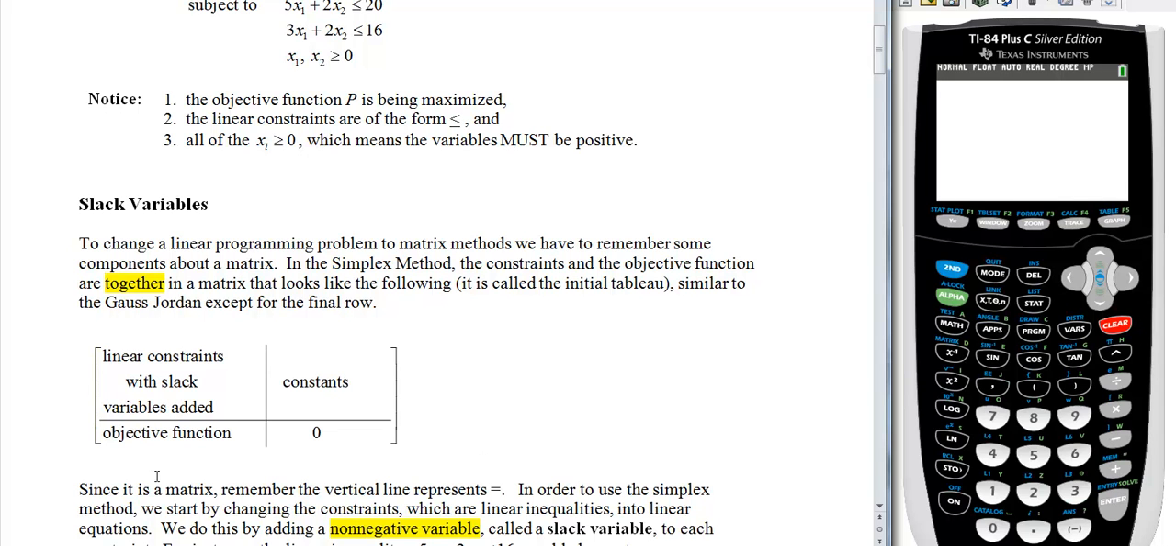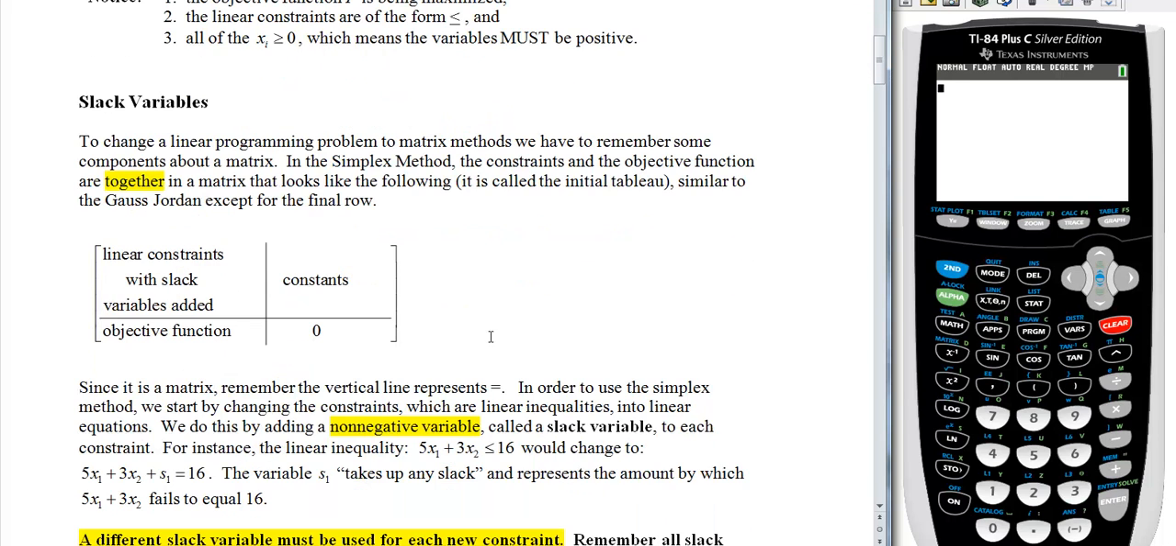So in order to use the simplex method, we start by changing the constraints, which are linear inequalities, into linear equations. Now check this out. I haven't left this part yet. This side right here is less than or equal to 20. This second one is less than or equal to 16. So what a slack variable is, we're going to be adding a non-negative variable to pick up the slack. Whatever it takes to make this equal to 20.